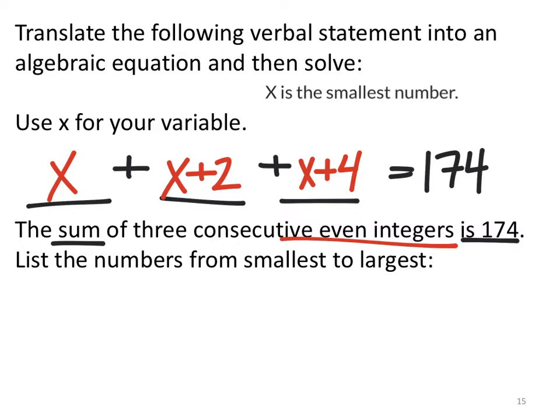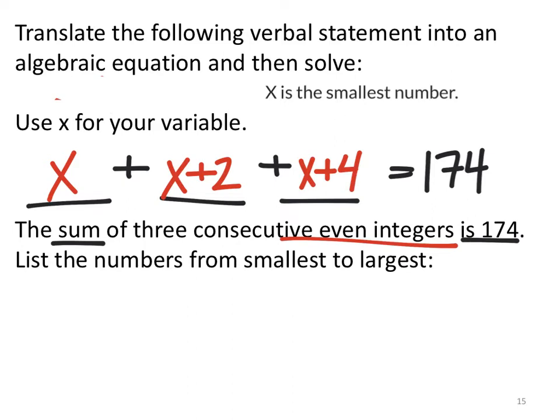Like, you know, 2, 4, 6, these would be consecutive even integers, where 4 here is 2 more than 2, but 6, the third one, is 4 more than 2, and that's why we got plus 4 right there. Now, I'm not saying the answer is 2, 4, and 6. I'm just giving you guys an example of that stuff, okay? So I'll get rid of that.